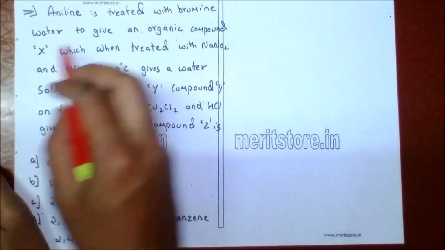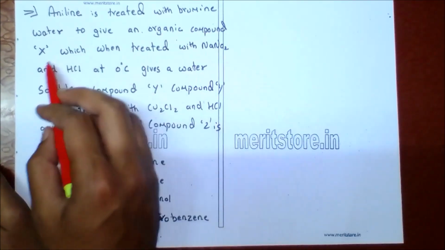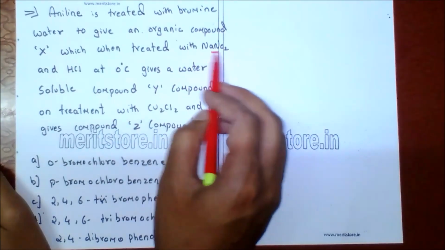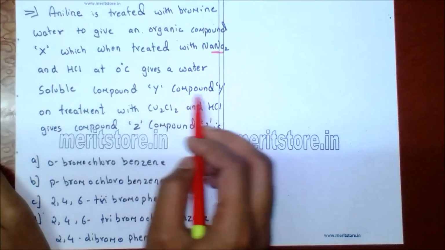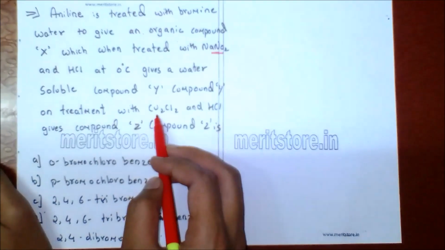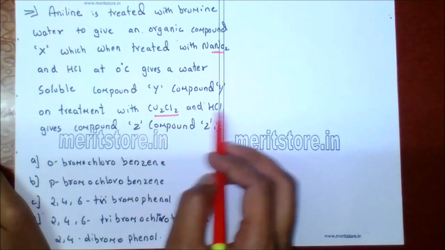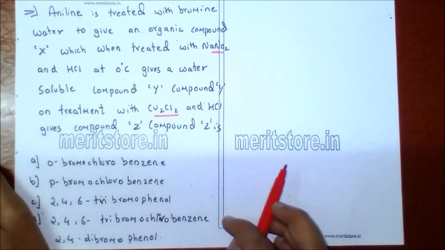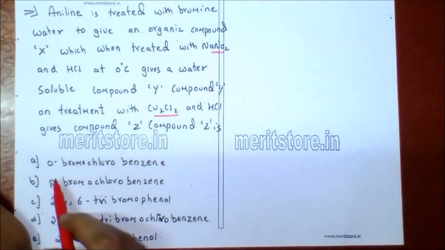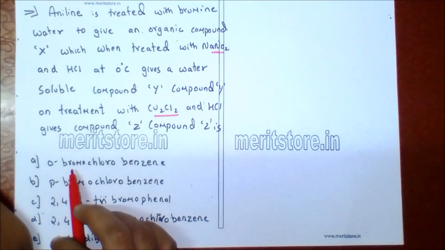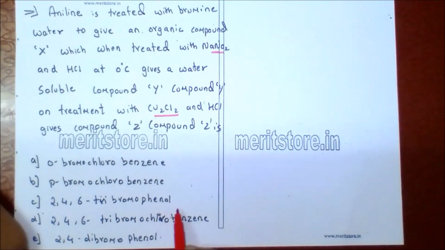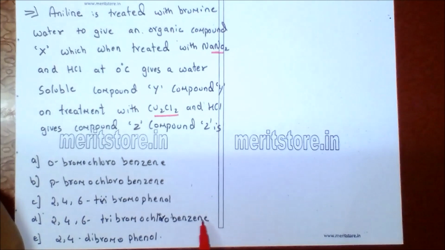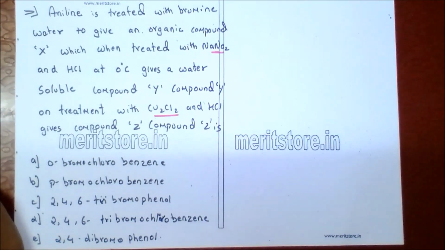Aniline is treated with bromine water to give an organic compound X, which when treated with NaNO2 and HCl at 0 degrees gives a water soluble compound Y. The compound Y on treatment with cuprous chloride, Cu2Cl2, and HCl gives a compound Z. Option A, orthobromochlorobenzene, B, parabromochlorobenzene, C, 2,4,6 tribromophenol, D, 2,4,6 tribromochlorobenzene, E, 2,4-dibromophenol.